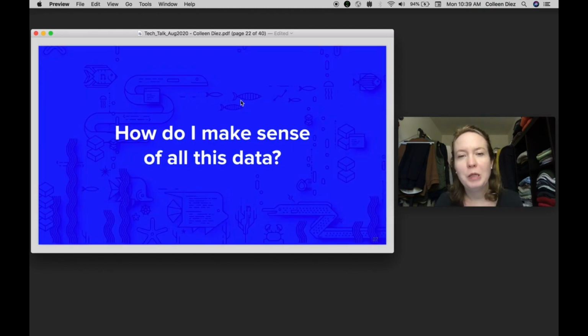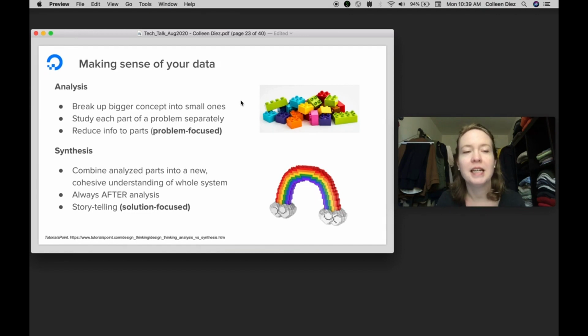So at this point, you might be thinking, how do I make sense of all this data? I've gone out and talked to customers, we've done some field research. What am I supposed to do with all this data that we're collecting? So I would say that the key to making sense of your user research data is to think about it in two stages. The first stage is really analysis, and that's taking all of these different pieces that you've collected and breaking up bigger concepts into those smaller pieces to study each part of the problem separately.